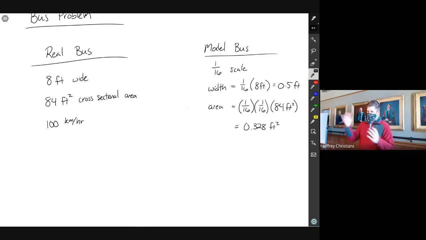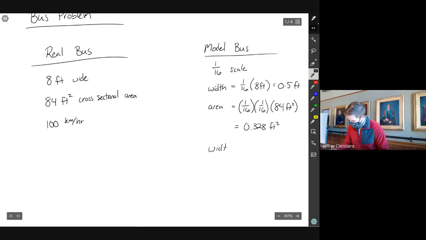Okay, we'll switch units from feet to meters because that will make our lives a little bit easier. So the width of our model is 0.152 meters. And the area is 0.0305 meters squared.